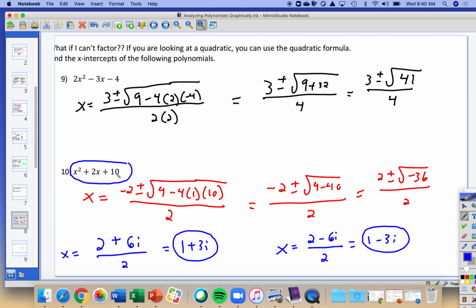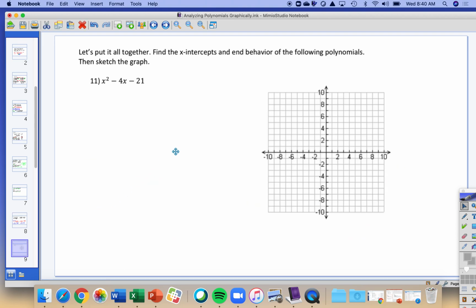This one does not. So with the quadratic formula, there are times where you'll find imaginary zeros, and that means that the function never crosses the x-axis. So let's put this all together. Let's find the end behavior and the x-intercepts, and then we're going to sketch a graph.